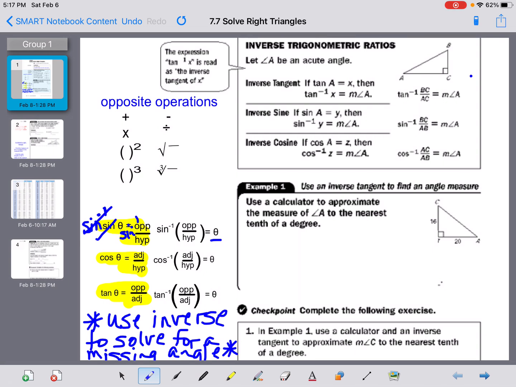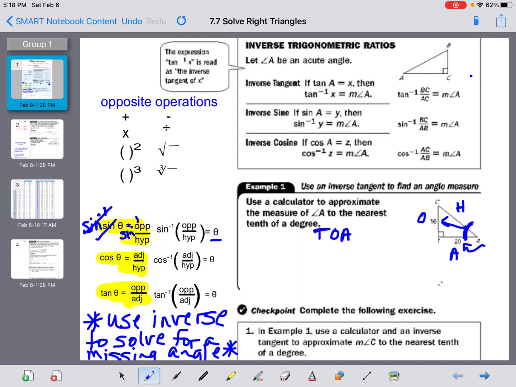So make sure you know how to use your calculator. All right, so use a calculator to approximate the measure of angle A to the nearest tenth of a degree. I go to A, and just like I did in 7.6, I just start saying SOHCAHTOA, what do I have? So from A, right now, I see a 16, and that's opposite my A. Looks like my hypotenuse has nothing. Then I see 20, which is adjacent. So the two pieces of information I have are the opposite and adjacent.